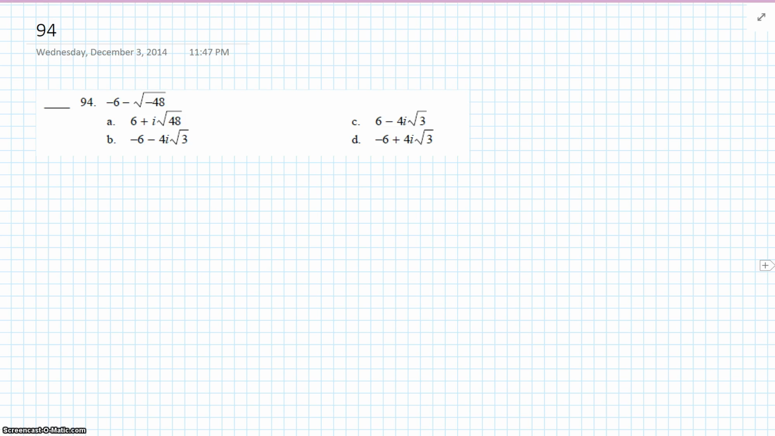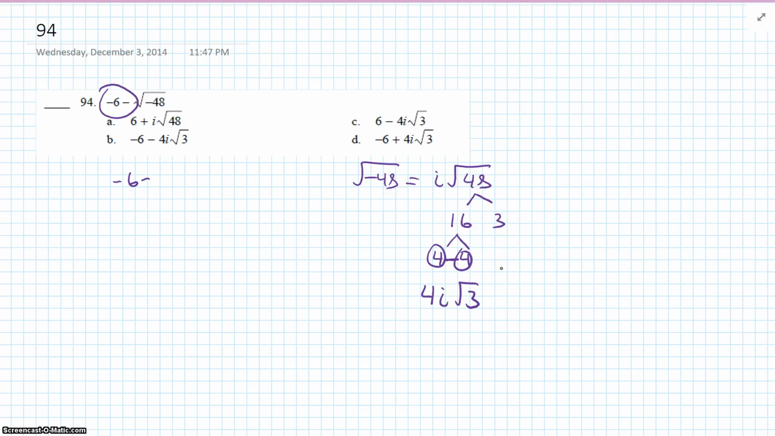94. Negative 6 minus the negative square root of 48. So we're going to worry about that later. So we're going to leave negative 6 minus. Now let's work the square root of negative 48 over here. First thing is we can rewrite this as i square root of 48. Now let's go ahead and factor down 48. I can say that's going to be 16 times 3, and I can factor 16 to 4 times 4. Since I have a pair, I can rewrite this as 4i square root of 3. So now I can replace that whole radical with 4i square root of 3. So our answer is B.